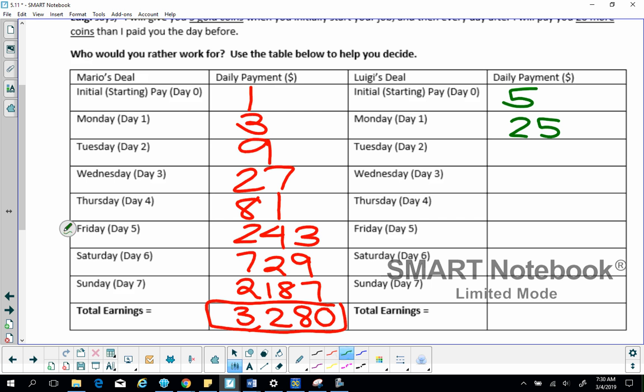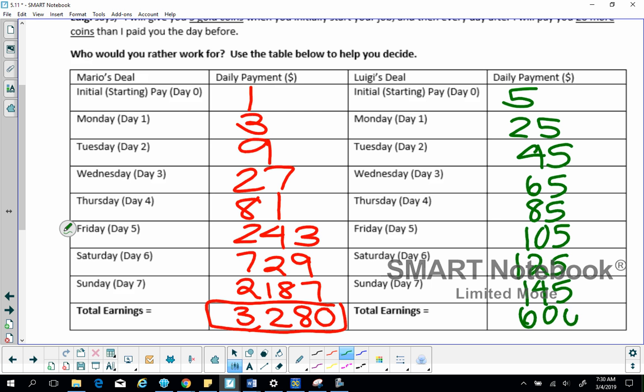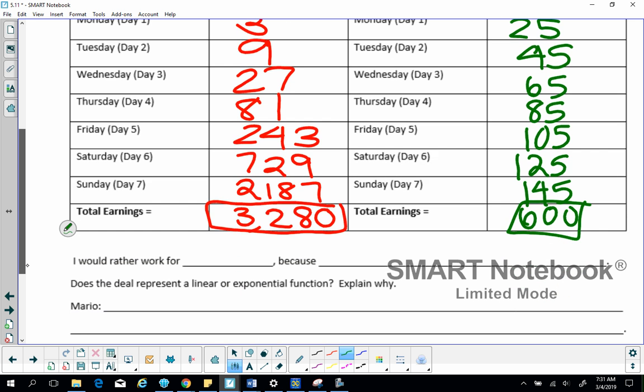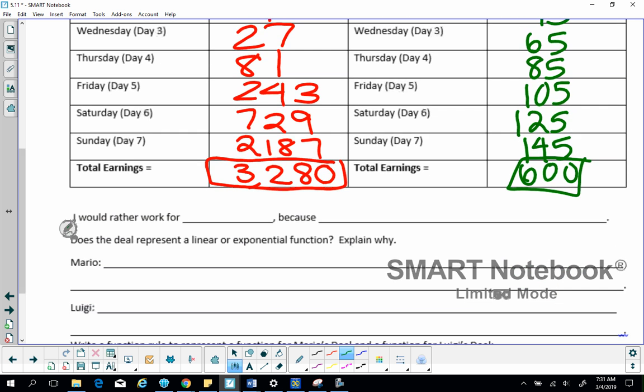What about Luigi's side? What would this be right here? Now you guys can say it. 45? What about right here? 65 here? And how many coins total? 600. So even though he started with more coins and he's adding 20 each day, who ended up with more coins, Mario or Luigi? Mario. So I would rather work for Mario because he would end up with more gold coins.